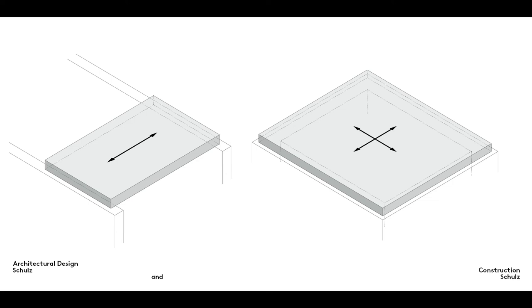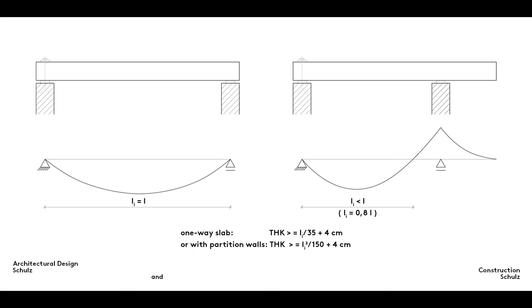Span direction is another key issue in the design of floors and ceilings. Here, we distinguish between one-way and two-way span directions. With a one-way span, most of the load is carried on the shorter span. A two-way span direction has the advantage that the thickness of the floor or ceiling can be dimensioned according to the shorter span width. A floor that projects beyond its bearing point, as in the case of a balcony, for example, is known as a cantilever slab.